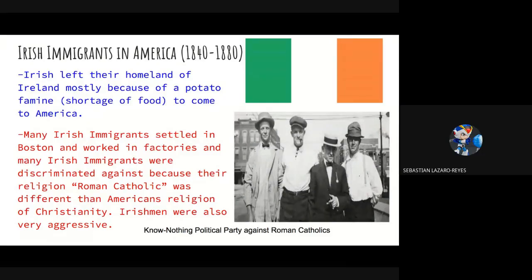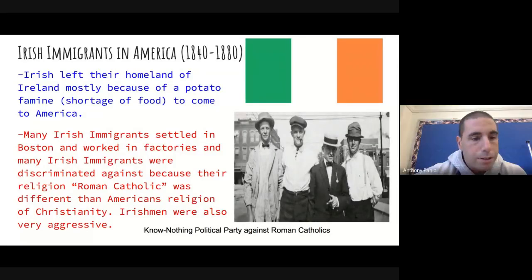So we meant Roman Catholics? Yeah, the Irish were Roman Catholics, and that's one of the reasons they were discriminated against, but we won't talk about that until a minute or two. I'm going to be quiet so you can focus and copy this down into your Google Doc.